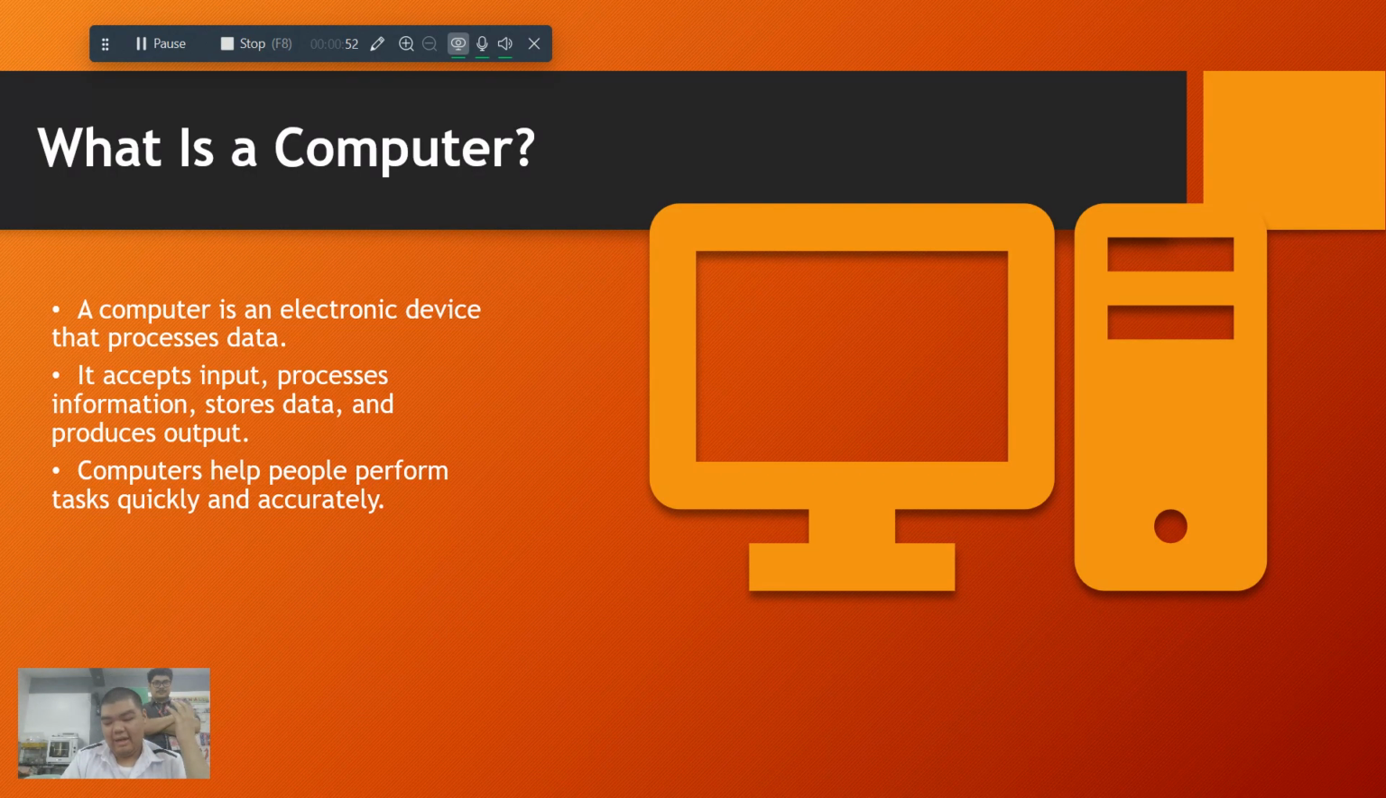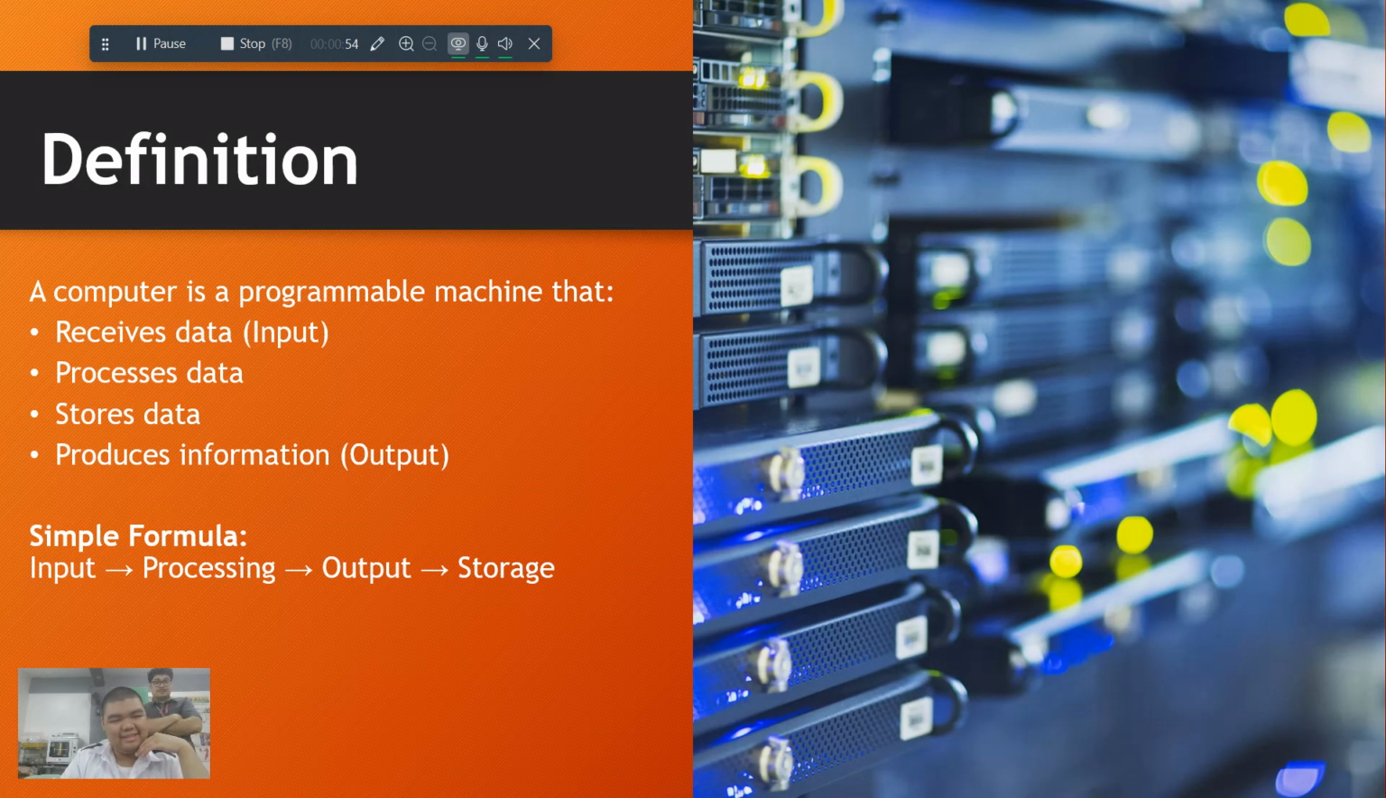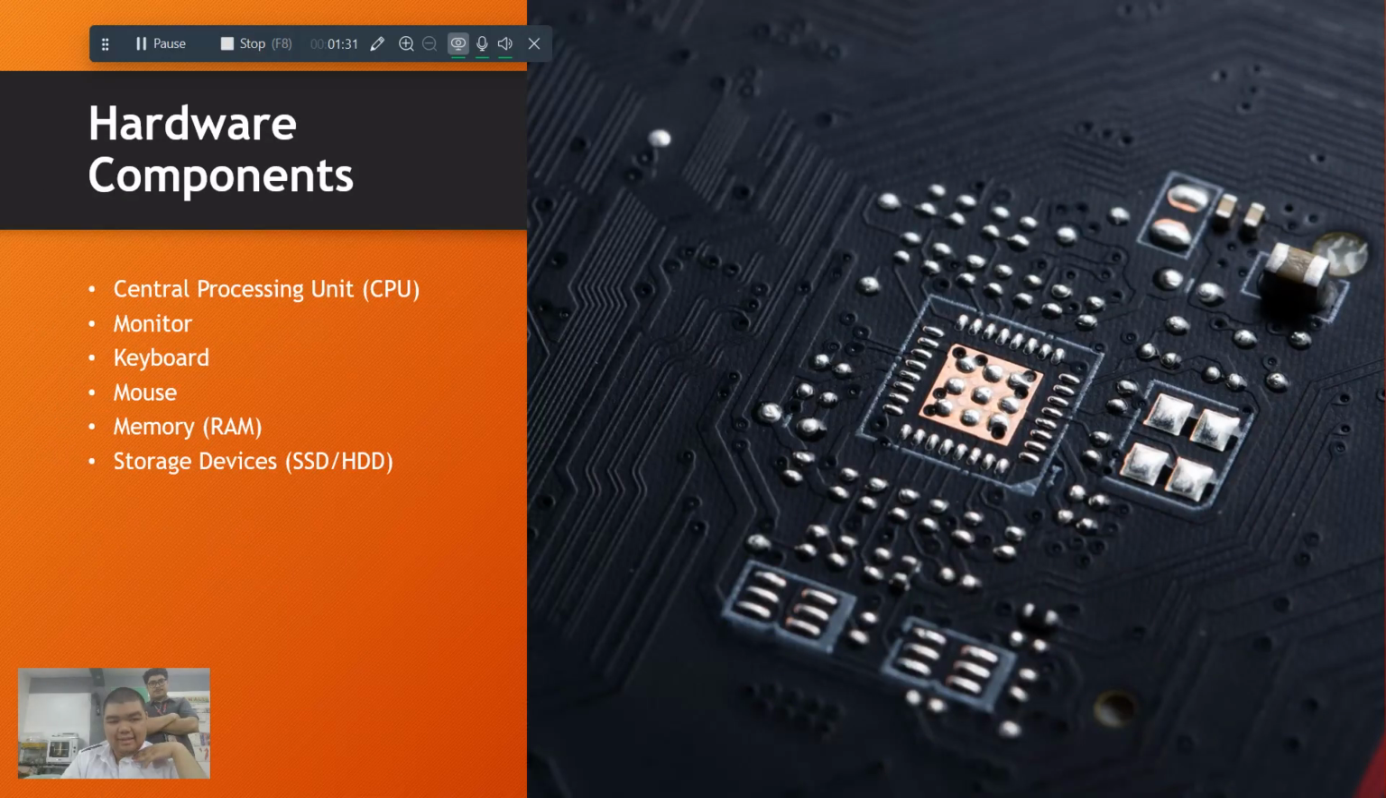Alright, so what is the next one? I'll show you the next one. Definition: a computer is a programmable machine that receives data, processes data, stores data, and produces information. Right. Input, processing, output, and storage. Do you know the definition of a computer? It is a programmable machine that receives data, which is the input, processes data, stores data, and produces information. I'm gonna go to the next slide.